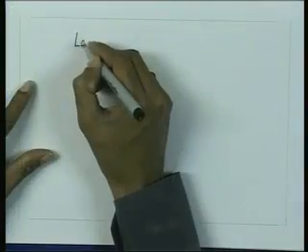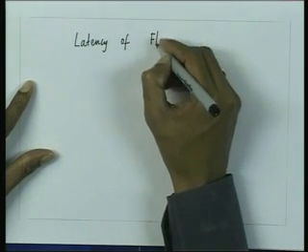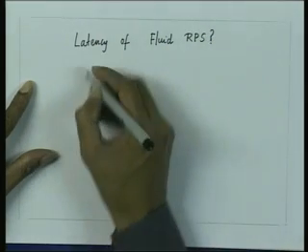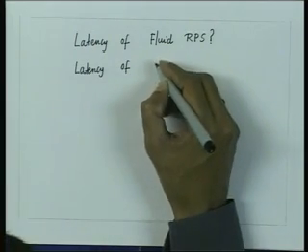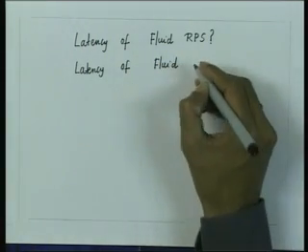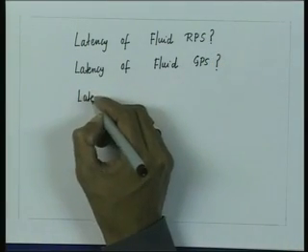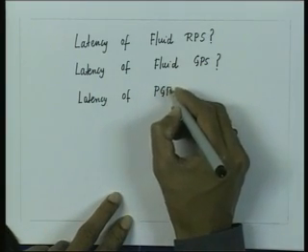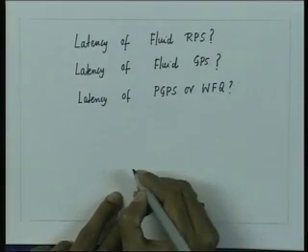Toward this end, we would like to find out, for example, what is the latency of a fluid rate proportional server, a fluid RPS. We would also like to find out what is the latency of a fluid GPS server. We would also like to find out what is the latency of the packetized GPS, that is PGPS, or weighted fair queuing, that is WFQ.